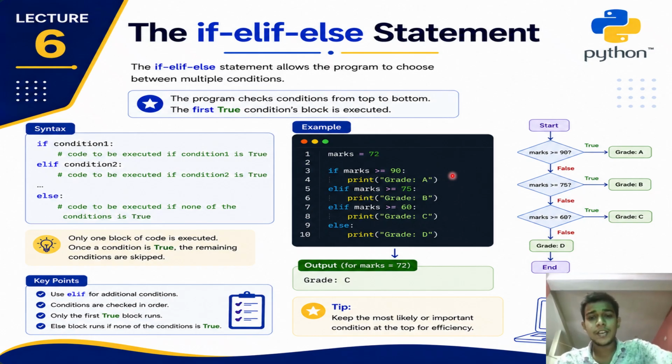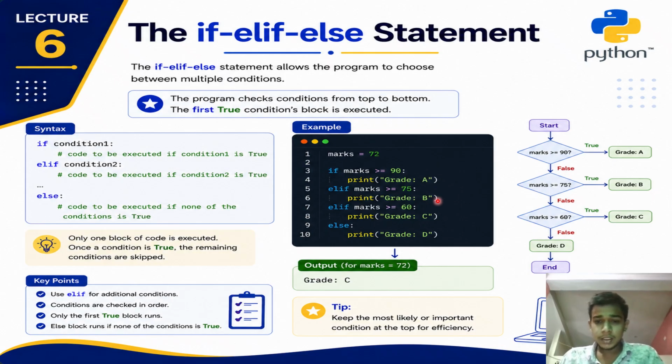Now Python starts checking the conditions one by one. The first condition is marks greater than or equal to 90. So this condition is false and Python moves to the next condition. Now it checks marks greater than or equal to 75. So this condition is also false. Now Python checks the third condition.